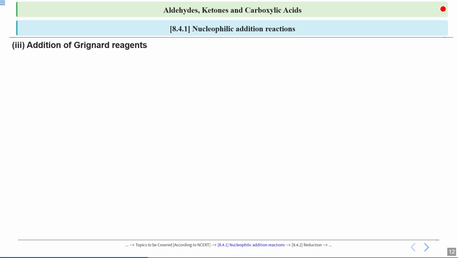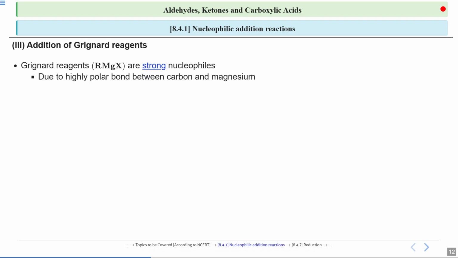Now we will talk about the third type of reaction, which is addition of Grignard reagents. Grignard reagents are organomagnesium compounds that are represented as RMgX. So R is an organic group and X is a halogen. The strength of Grignard reagents as nucleophiles basically comes from the highly polar bond between the carbon and magnesium. This polarity makes the carbon atom electron rich, allowing it to attack the electrophilic centers.